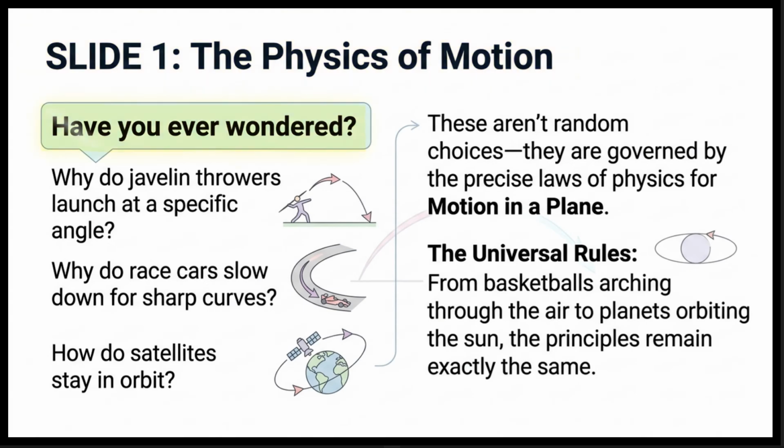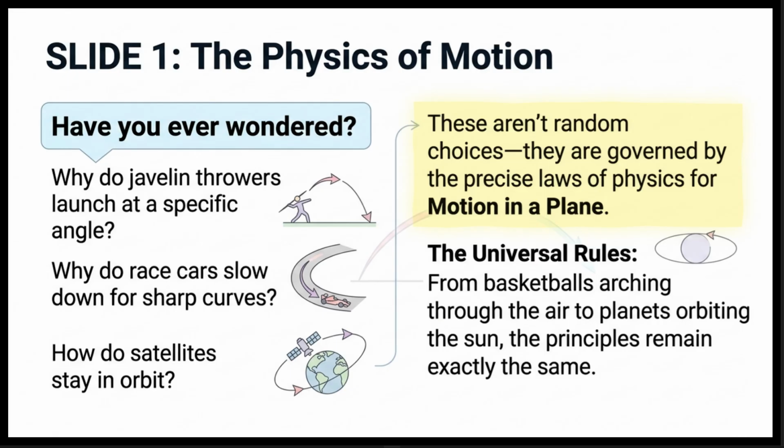Have you ever wondered why a javelin thrower releases at a specific angle, not straight up, not flat, or why a race car driver brakes before a sharp curve, not during it, or how a satellite can orbit the Earth indefinitely without falling down or flying away into space? These aren't random choices. They're governed by precise, predictable laws of physics, the laws of motion in a plane.